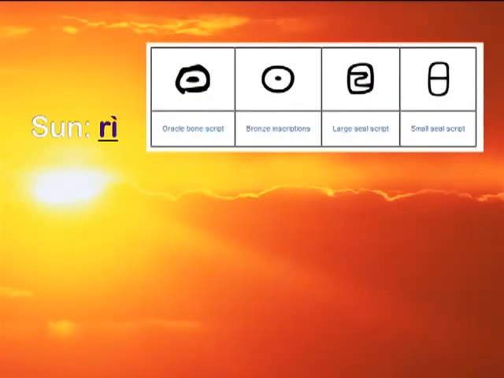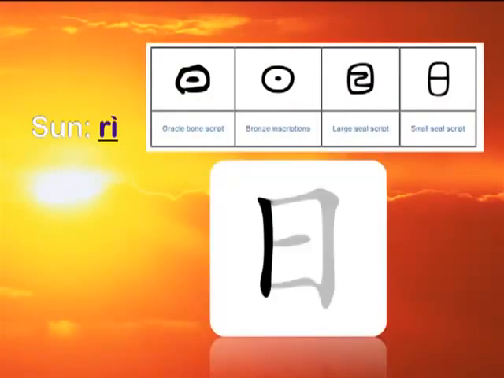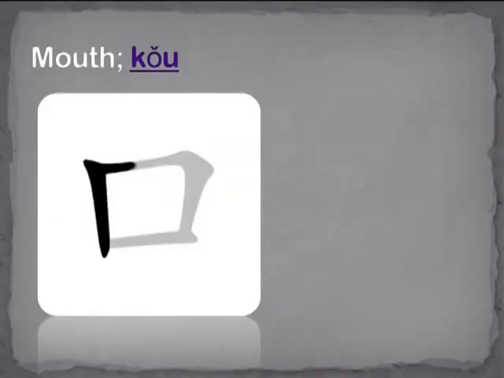Also, let's look at another example, which is the sun. In the old script, it was drawn as a circle with a dot in it. So this is what we use to represent sun today. Similarly, if you take the line out of the middle, you have the word mouth, ko.